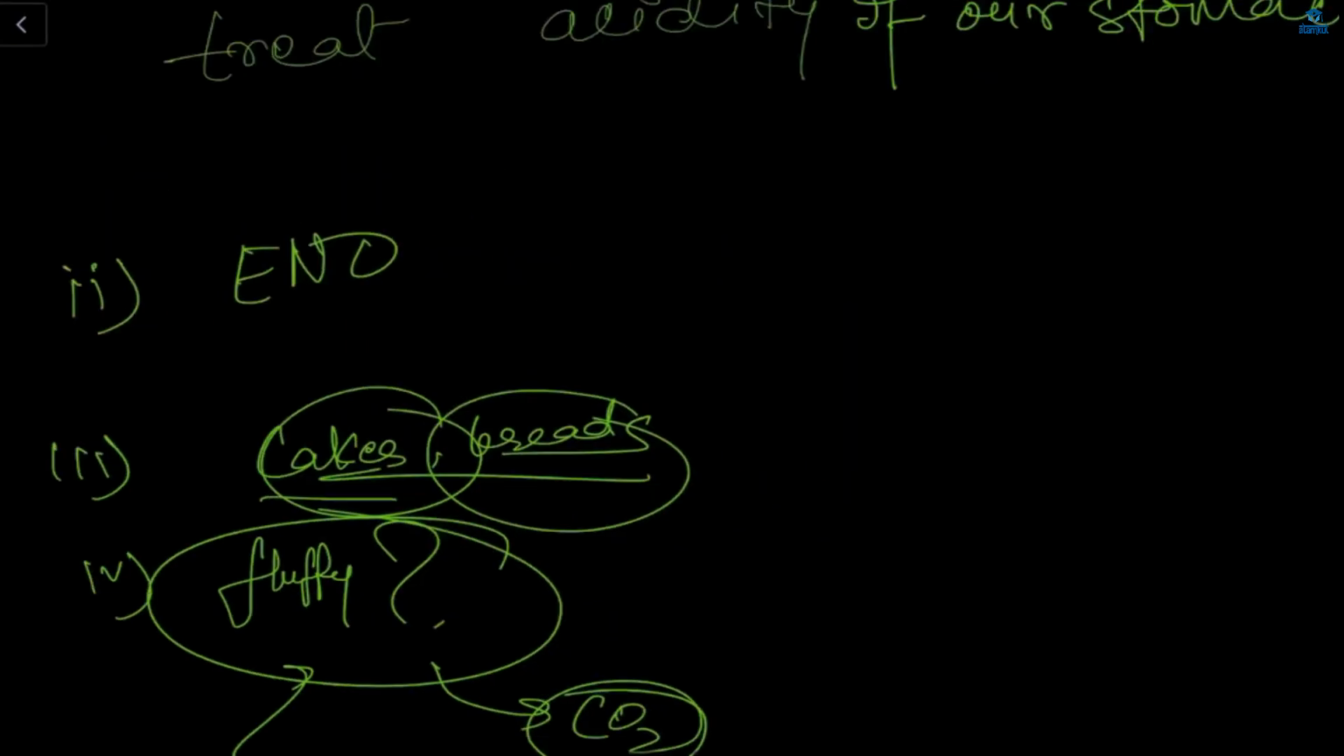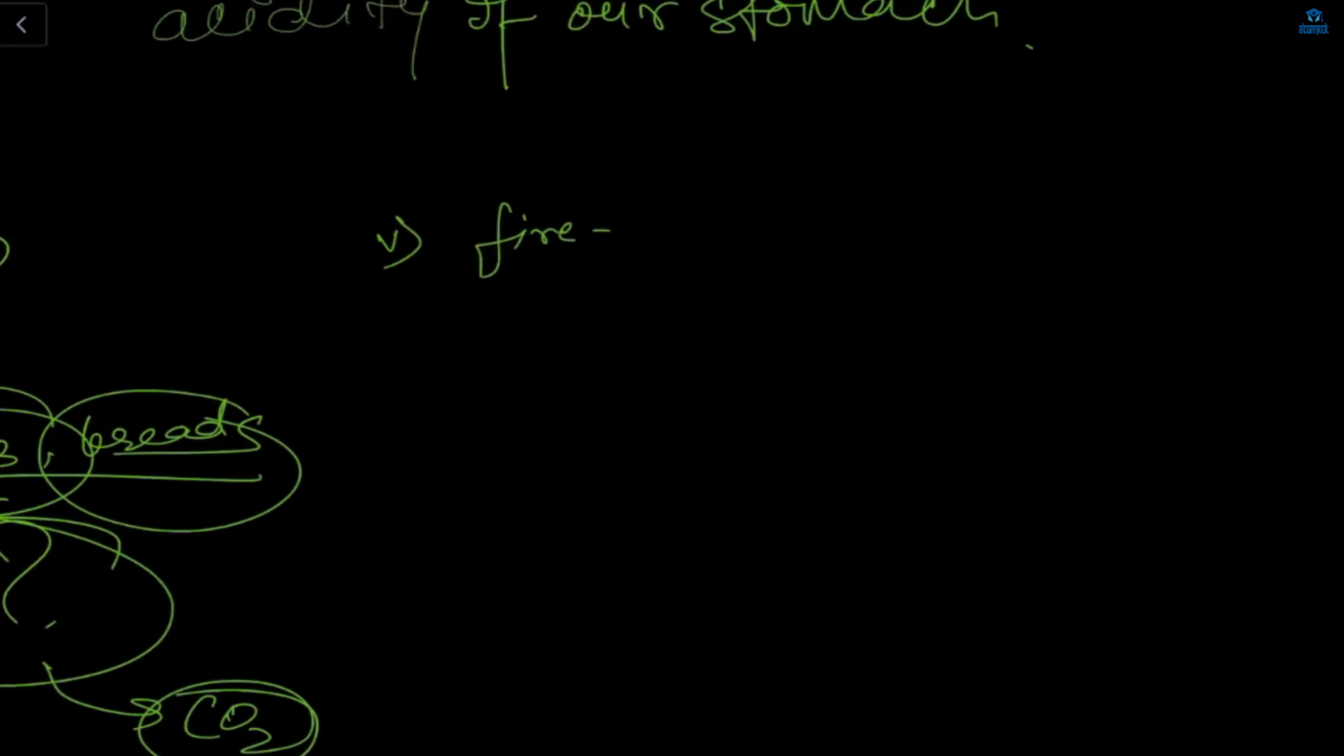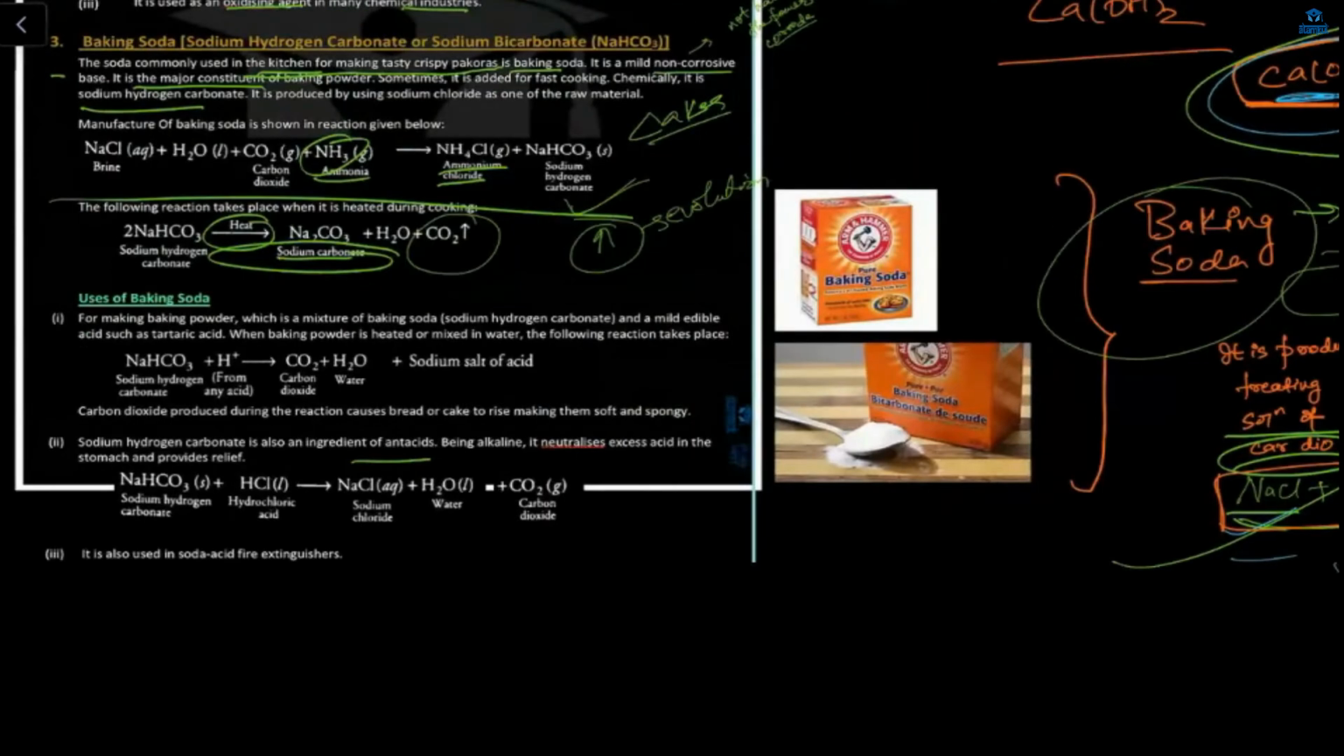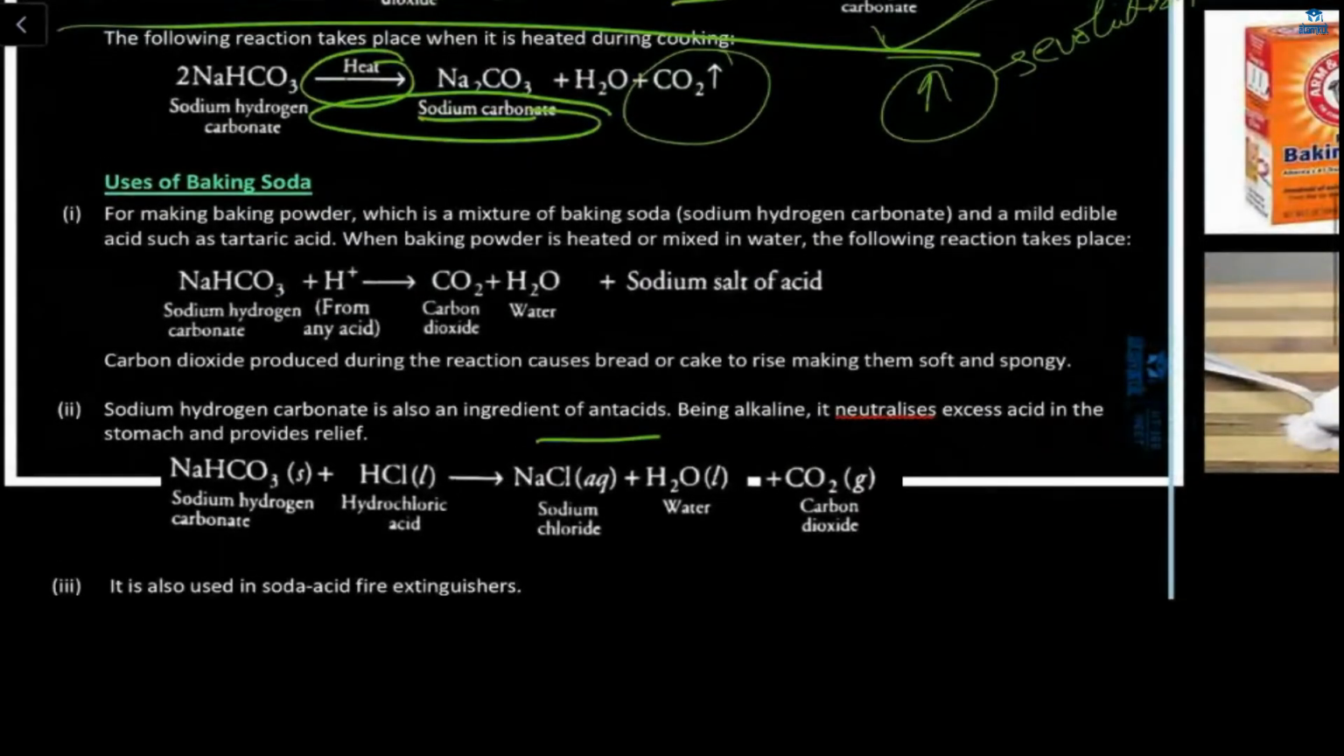Now, what is the next point? The next point is use in soda acid fire extinguisher. So this baking soda also helps in the fire extinguisher. Okay, so here let's go with these notes. Uses of the baking soda: for making baking powder, which is a mixture of baking soda and a mild edible acid such as tartaric acid.